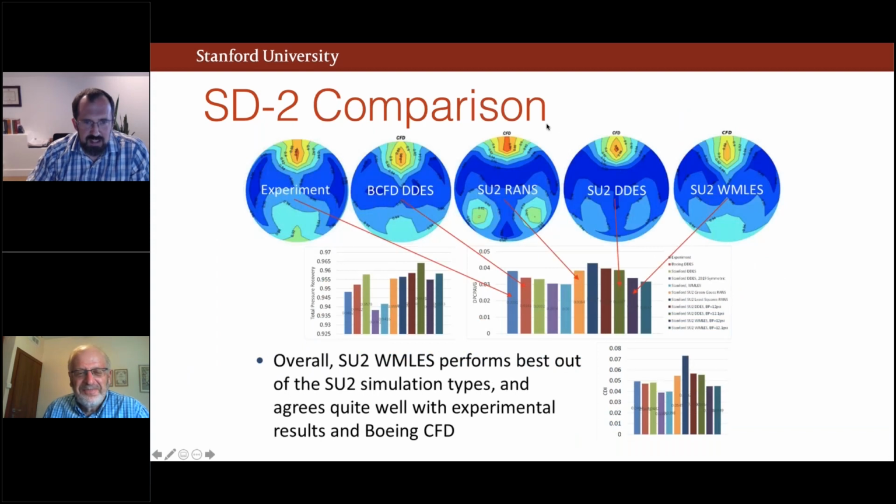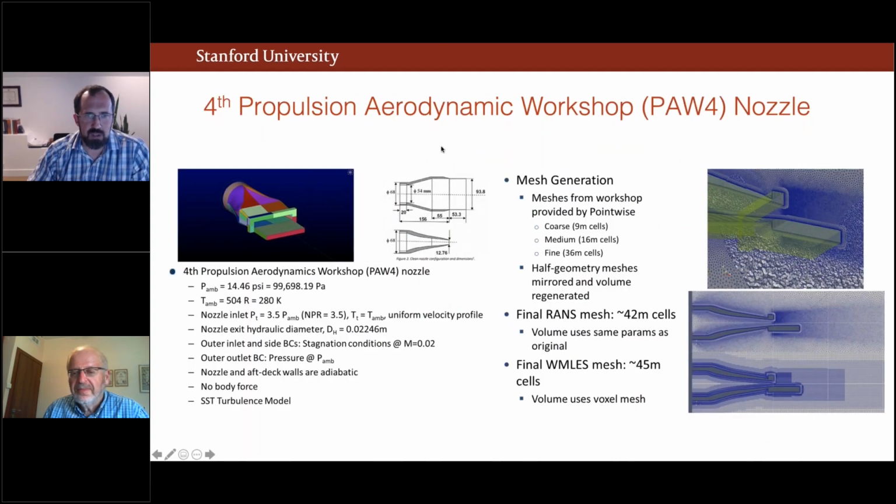Let me advance. To sum up, you see that our wall modeled LES results are kind of the best out of the SU2 simulations and very closely match the results with the experiment and Boeing's in-house CFD code, which was used to do a DDES. I had one more case, but I'll skip most of this introductory slide.